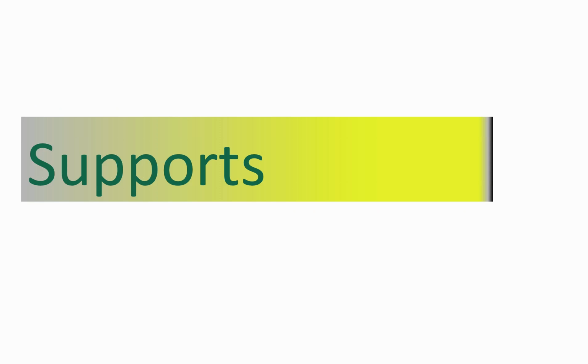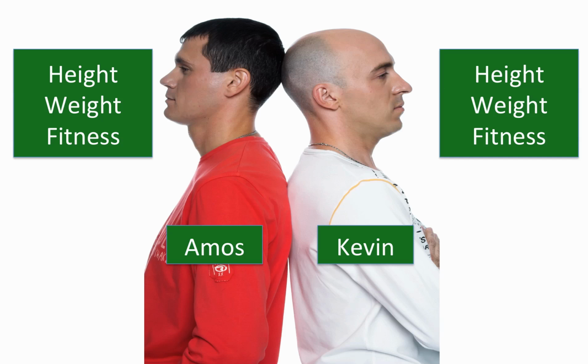Now let's focus on our supports. Since we've looked at the transitions, we know how to signal similarity, but now let's look at the supports in more detail. And again, we go back to height, weight, and fitness. These are the areas we want to compare Amos and Kevin, and we want to show the similarities between the two men.